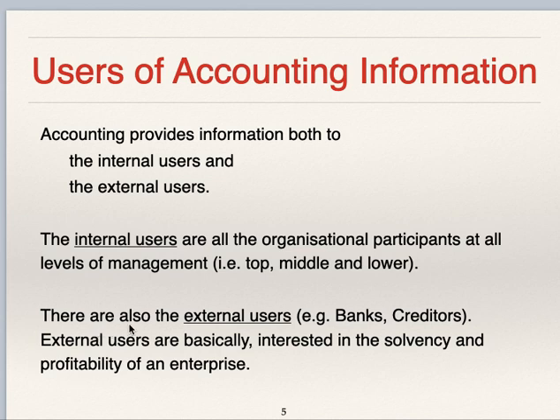There are also external users, for example, banks and creditors. External users are basically interested in solvency and profitability of an enterprise. So it is very clear that internal users are users of accounting information from inside the organization, whereas external users are outsiders like banks and creditors. These external users do not have direct access to the records of an enterprise. So they have to rely on financial statements as a source of information. External users are interested in solvency and profitability of an enterprise. And these external users are also known as stakeholders.